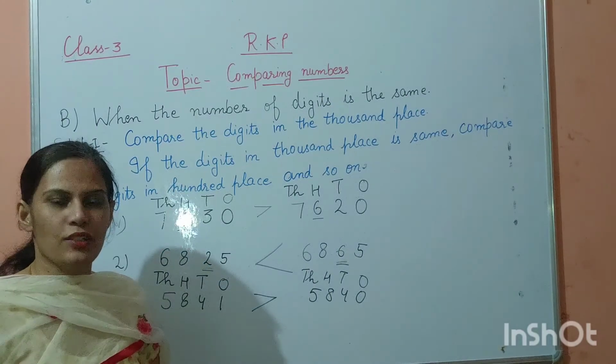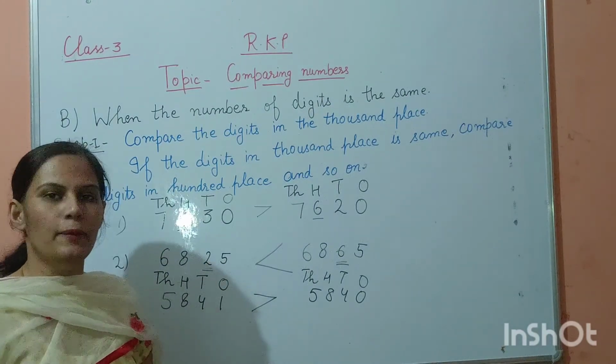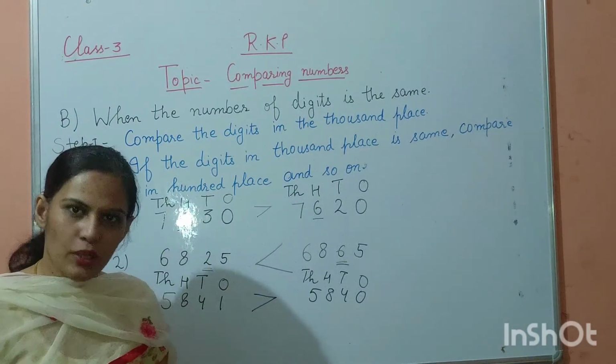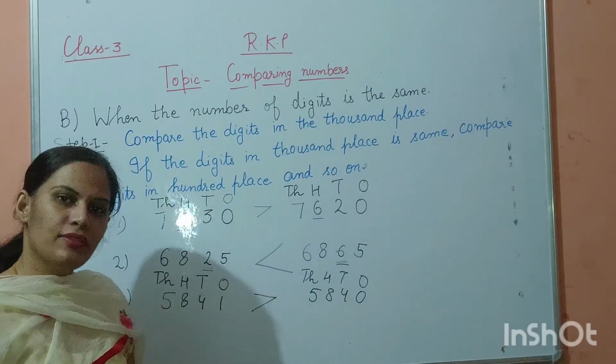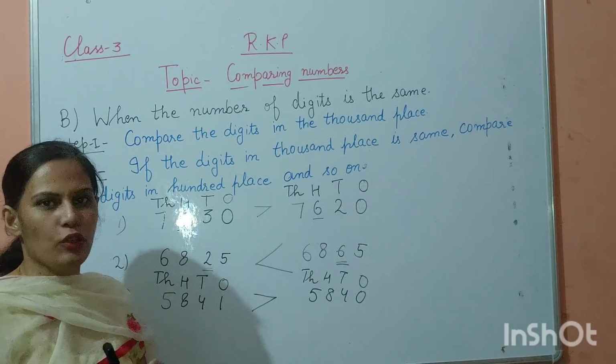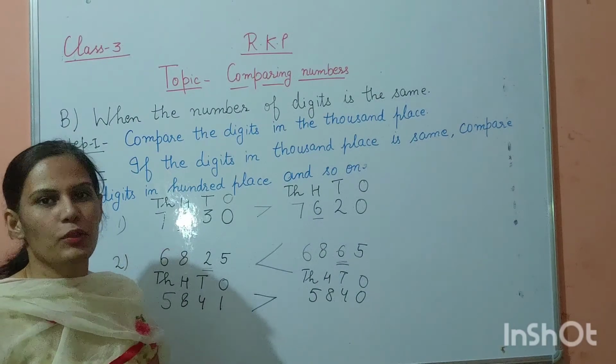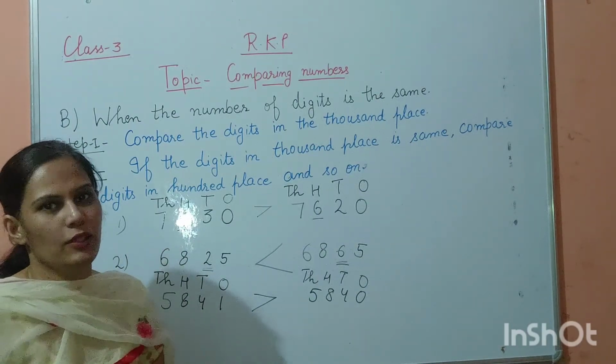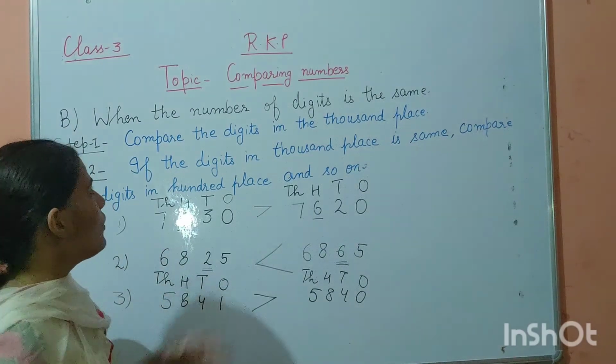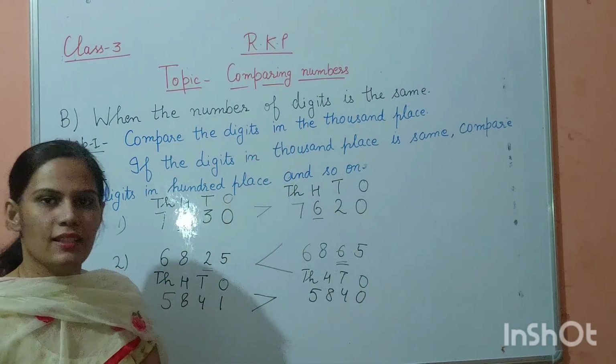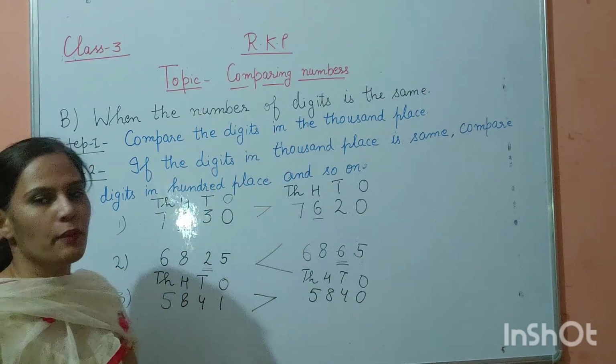So hope students you understand it. First of all, count the number of digits. If they are different, then the number with the greater number of digits will be greater. Now when the number of digits is the same, then you will follow this procedure.